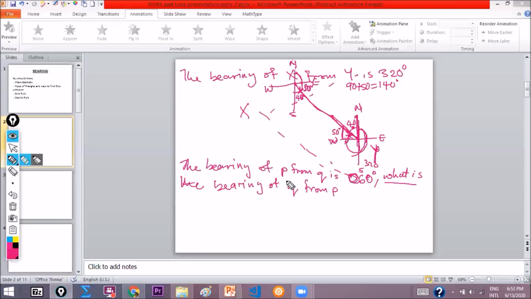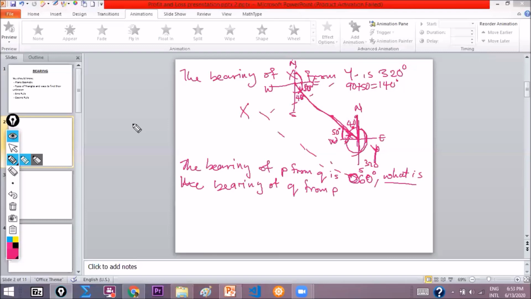Ma, I got 240. Okay, 240. Okay, who else? Timmy, what did you get? 240. Okay, 240. So good. So how do we first of all draw the bearing of P from Q? Oh yeah, tell me why I draw it out, please.